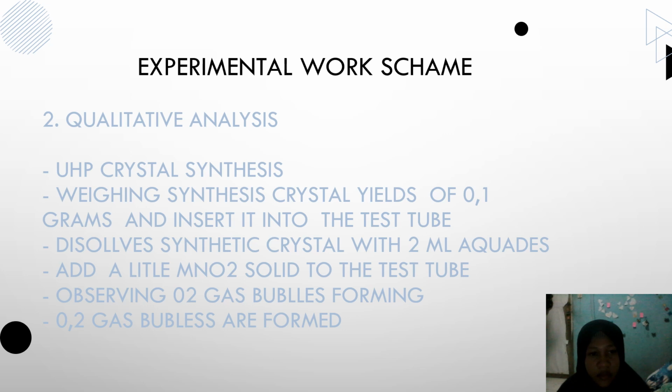Second, qualitative analysis of the UHP synthesis crystal. Weigh 0.1 grams of the synthesis crystal yield and insert it into a test tube. After that, dissolve the synthesis crystal with 2 ml of aqueous and add a little MnO2 solid to the test tube, observing whether O2 gas bubbles are formed.